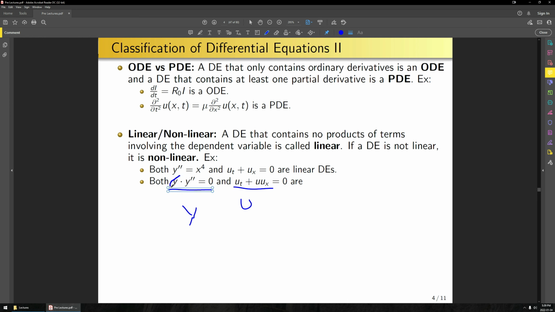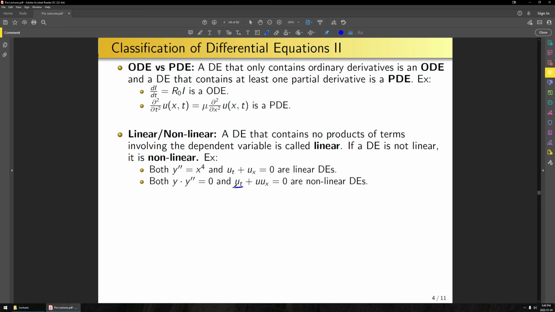Well, that's a product of terms involving the dependent variable, so this will be nonlinear from here. In this next term, I have a u of t. Well, this term is perfectly fine. It doesn't have a product of the dependent variable u, but this extra term over here is a problem because it has u times the derivative of u. That's a product of terms involving the dependent variables, so both of these will be nonlinear.